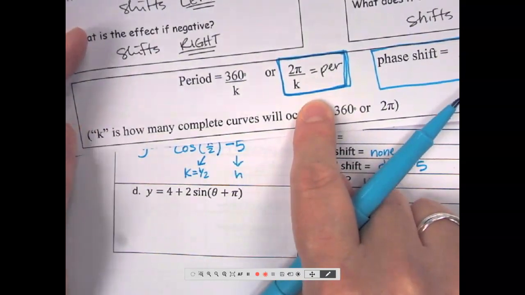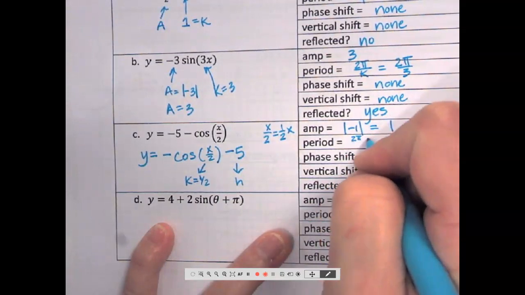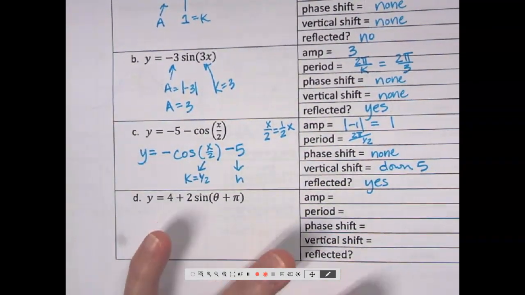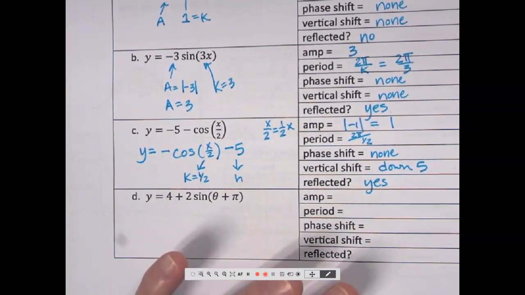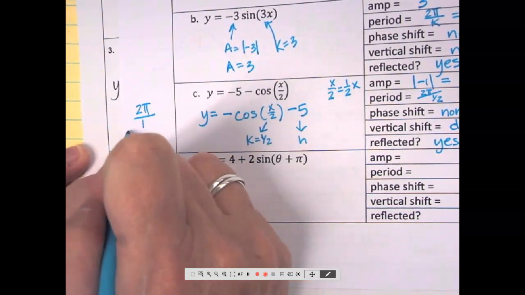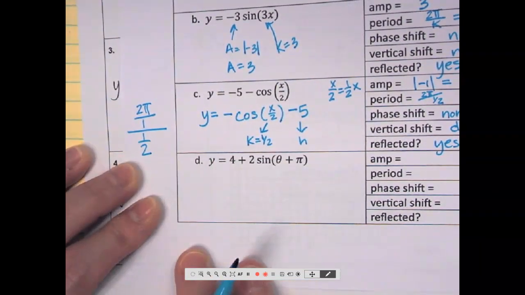Okay, I have to use K to find the period. So period is 2 pi over K. I could have given myself a little more room on that one. Okay, 2 pi divided by 1/2. 2 pi over 1 divided by 1/2 is what? What, Luke? You're saying it? 4 pi.